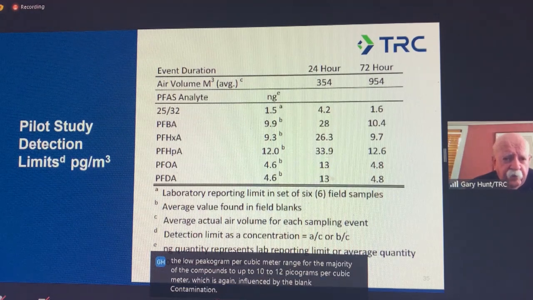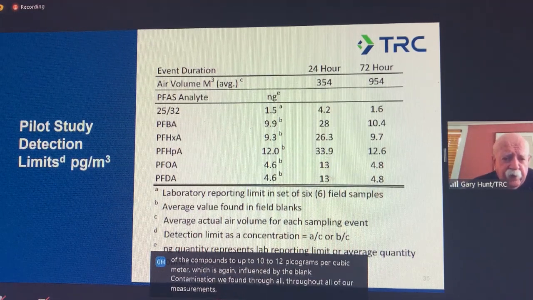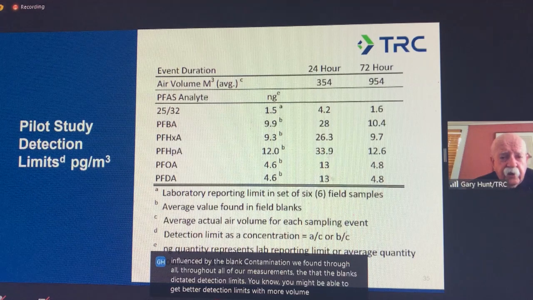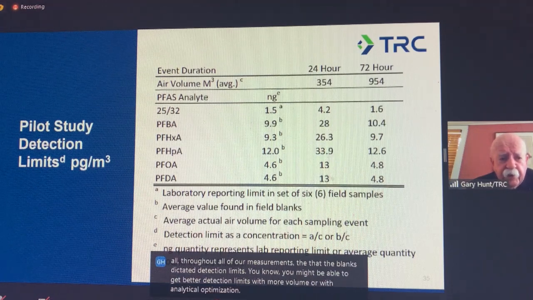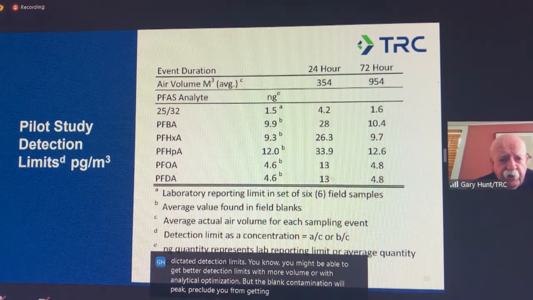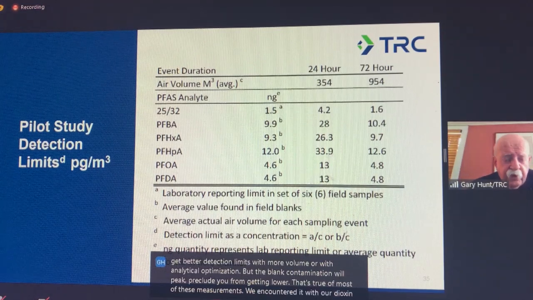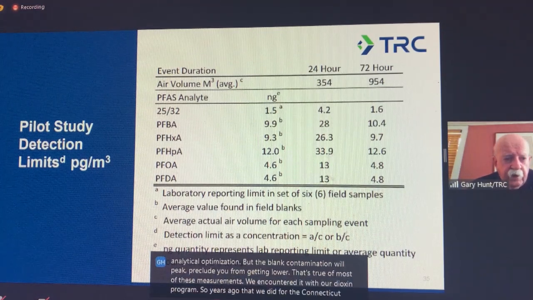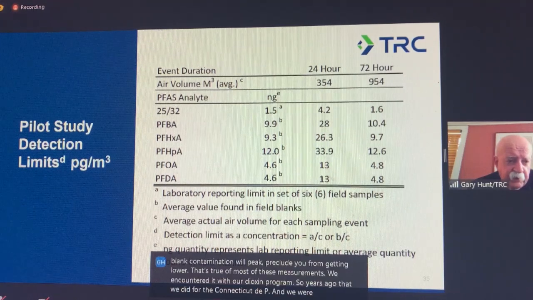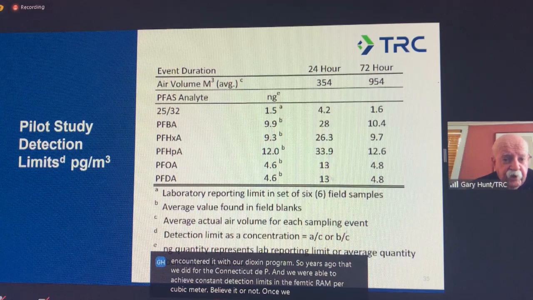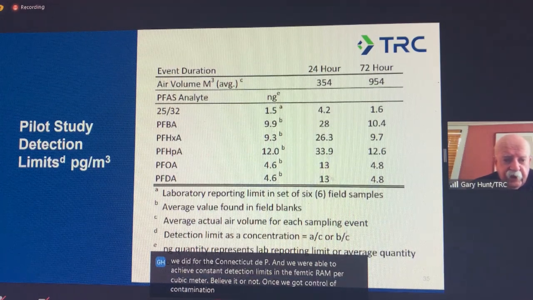We found throughout all of our measurements that the blanks dictated detection limits. You might be able to get better detection limits with more volume or with analytical optimization, but the blank contamination will preclude you from getting lower. And that's true of most of these measurements. We encountered it with our dioxin program some years ago that we did for the Connecticut DEP, and we were able to achieve detection limits in the femtogram per cubic meter, believe it or not, once we got control of contamination. Next slide, please.